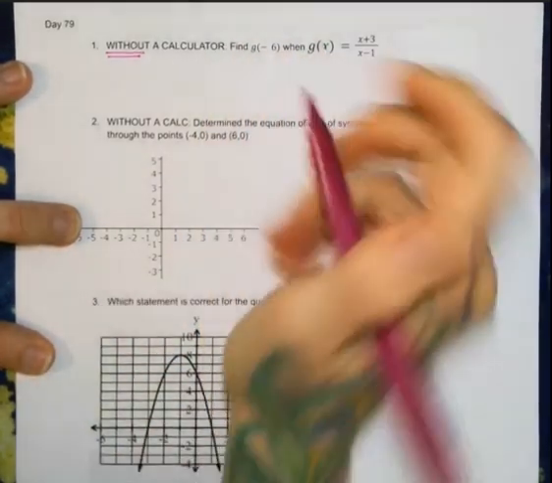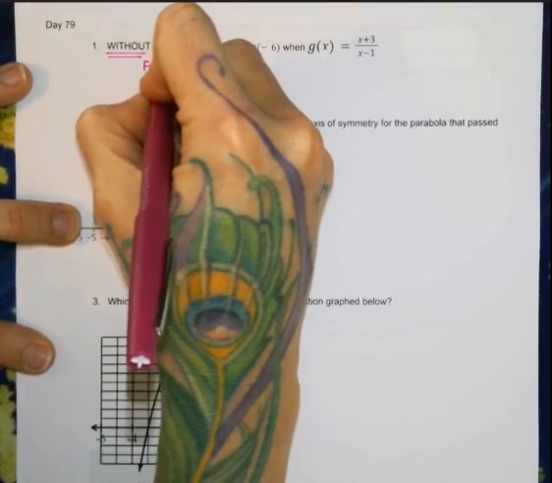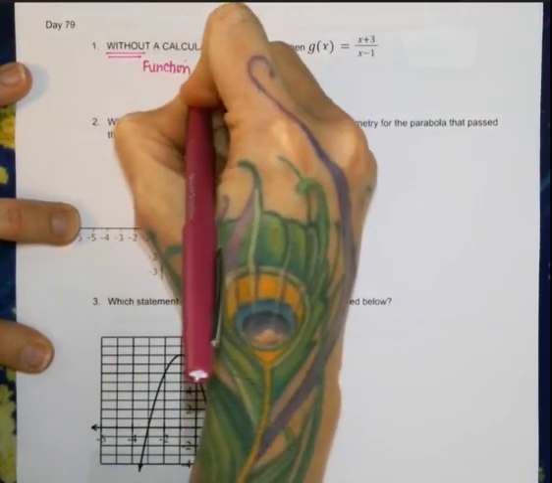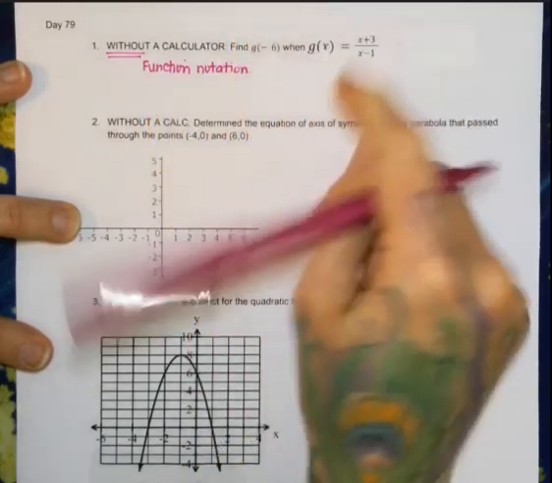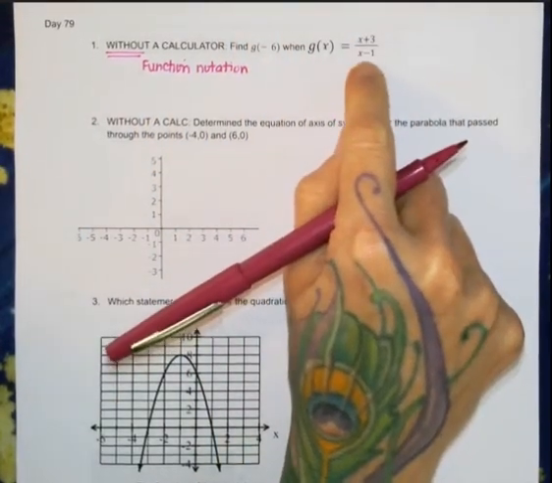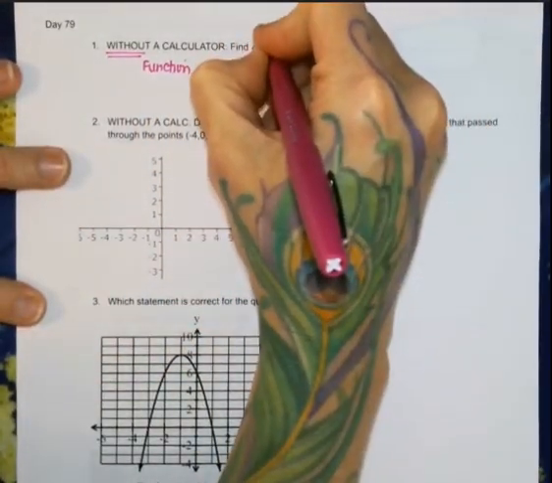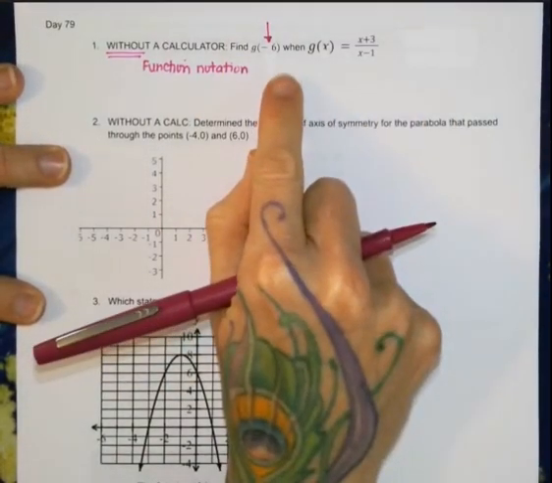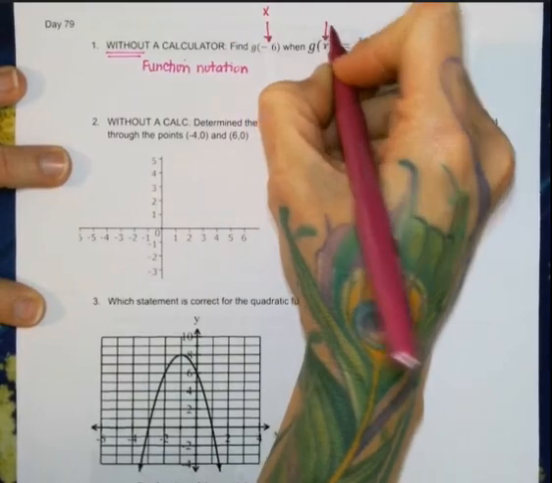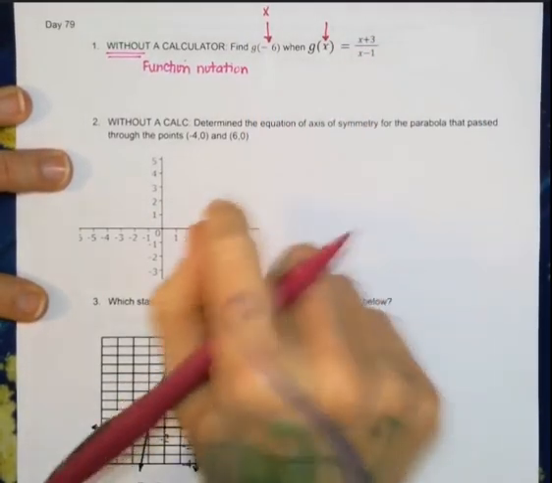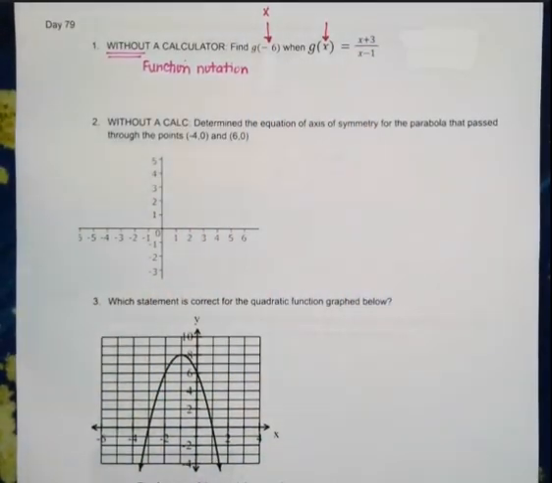So this is going to be our function notation question. And it says find g of negative 6, when g of x equals (x plus 3) over (x minus 1). We've done a ton of these, so hopefully this is brought to the forefront of your brain already. That is in the place of x because this is our function notation. So now we are going to move the x out or substitute the negative 6 in the place of x.